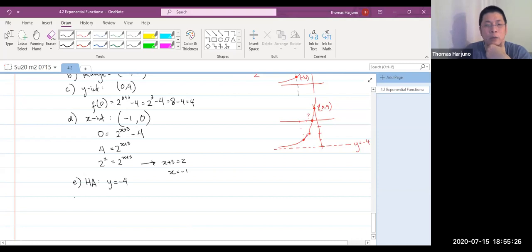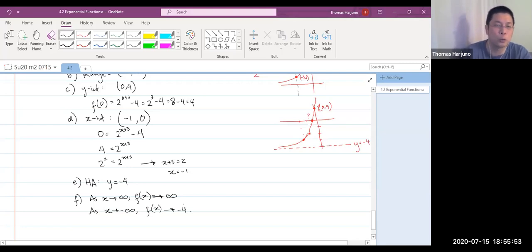In fact, we can go further. As x goes to infinity, when we go very far to the right, f(x) will go to infinity. Not equal, but will go to. And as x goes to negative infinity, the function approaches negative 4. So this is a one-sided horizontal asymptote. Now, how about the graph?